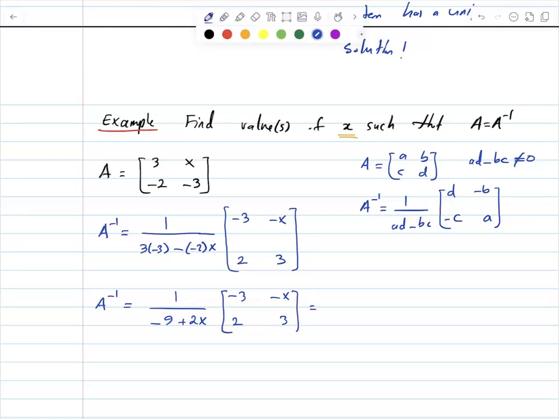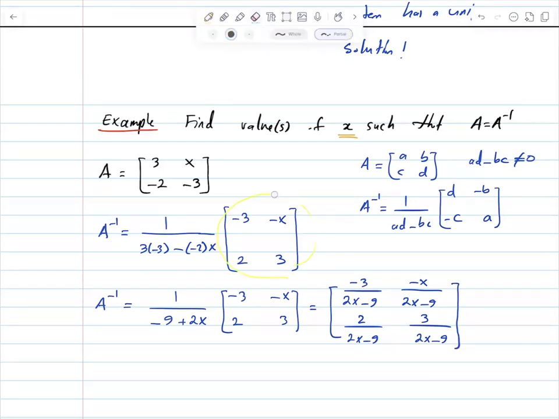So if you do the scalar multiplication, you get negative 3 divided by 2x minus 9. Then you have negative x divided by 2x minus 9, 2 divided by 2x minus 9, and 3 divided by 2x minus 9. Now you're just going to set these.